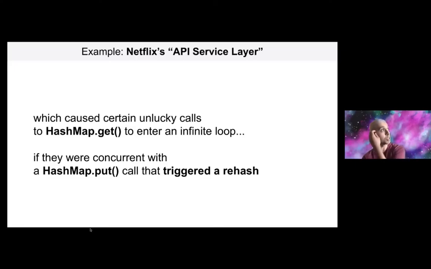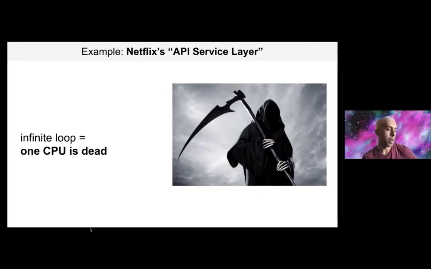The reason for that, as someone explained it to me, is that your hash map is basically just a bunch of linked lists. Each bucket has a linked list, and as a part of the rehash, your get ends up pointing to a node in a linked list that points to itself. And so it's basically just an infinite loop at that point. And an infinite loop is basically that CPU is dead. It's just spinning forever.